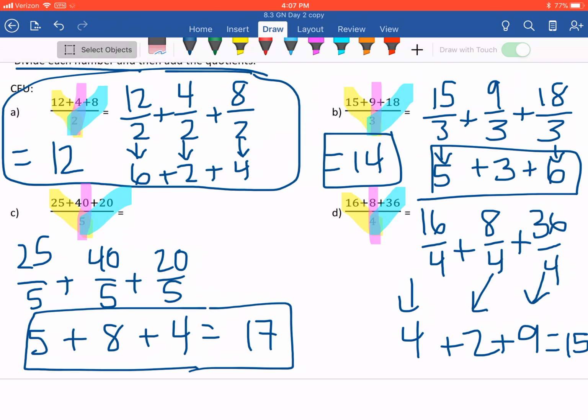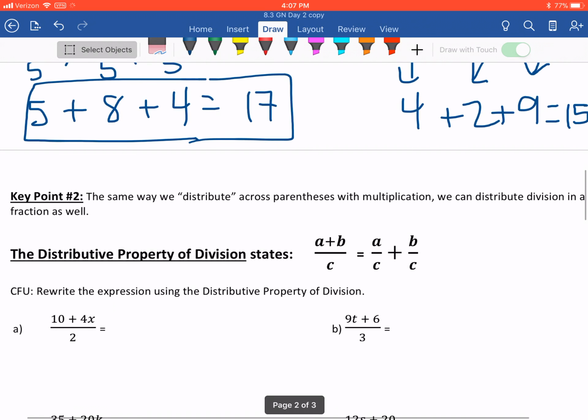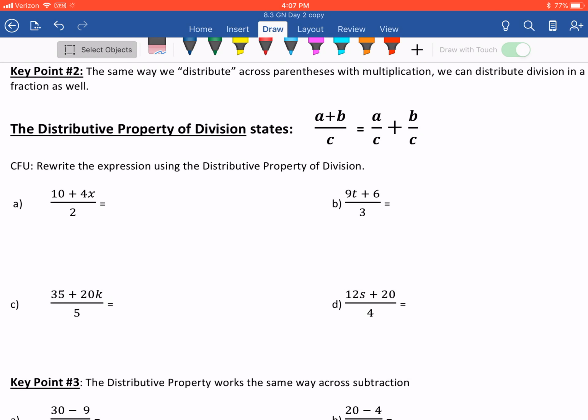So that was practice with just regular old numbers. We could have done this without algebra, but now we're going to get to key point number 2, and then we're going to make it with some algebra. So key point number 2.